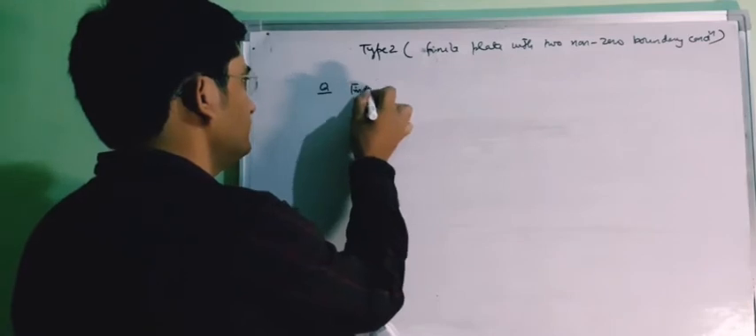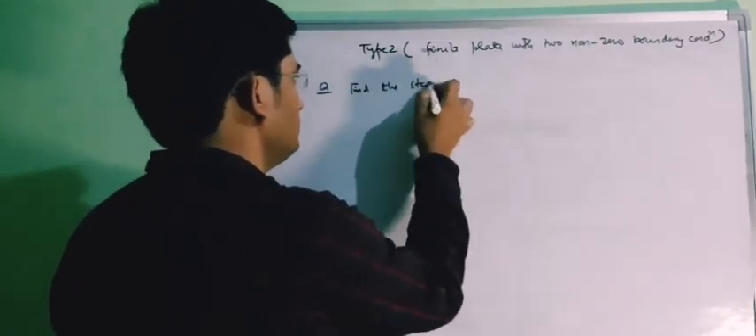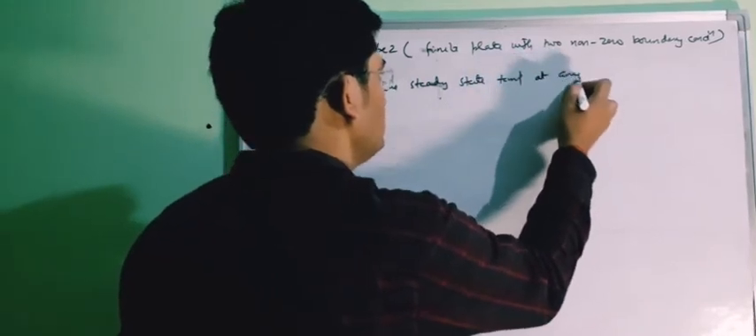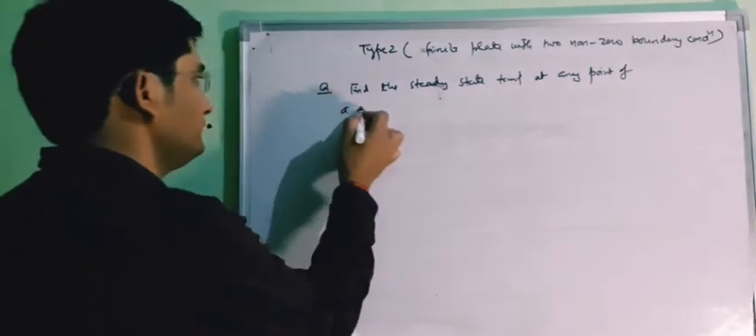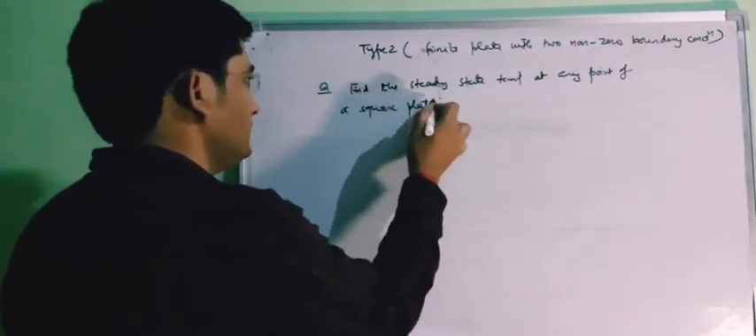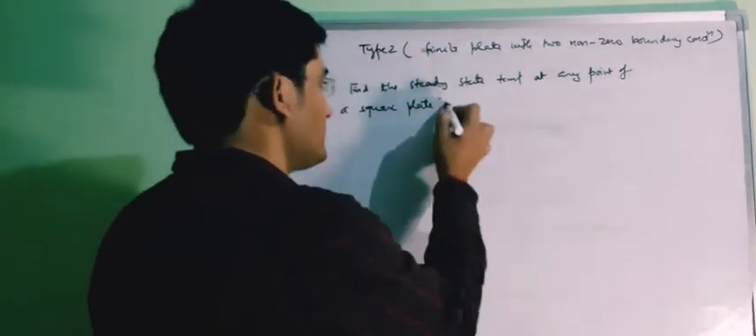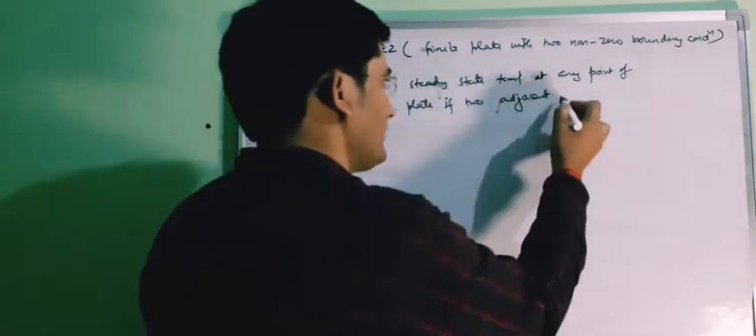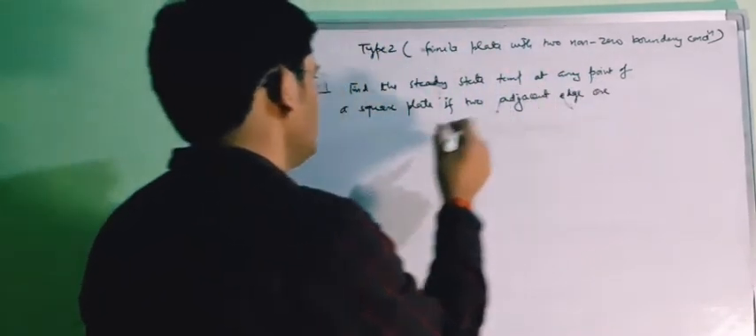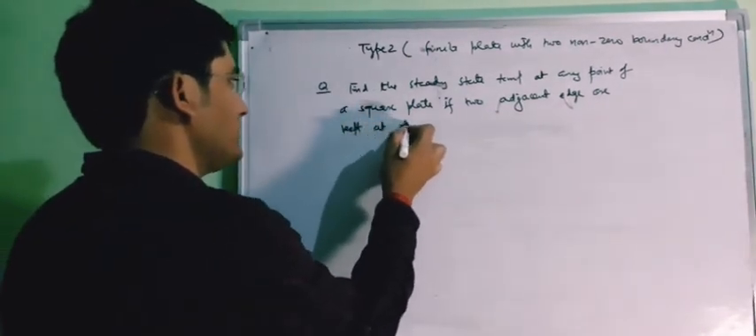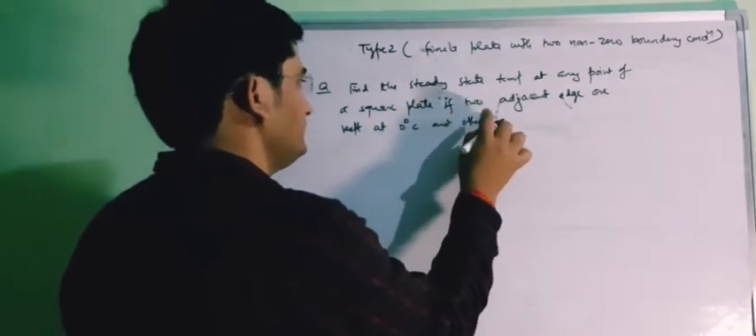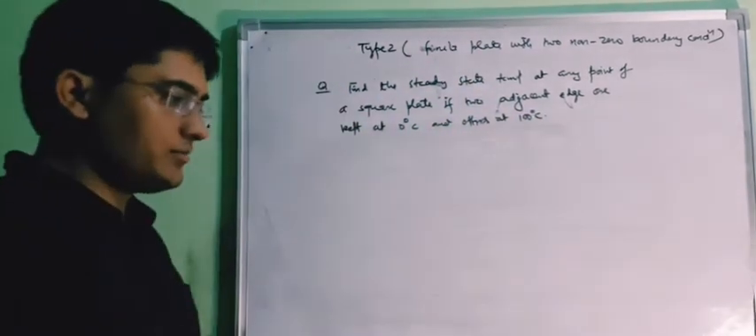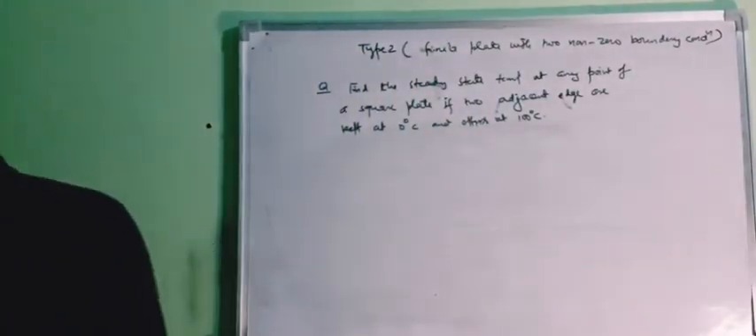Find the steady state temperature at any point of a square plate, and the square plate is finite, if two adjacent edges are kept at 0 degree centigrade and others at 100 degree centigrade. So find the temperature if the two adjacent sides are kept at 0 degree centigrade and others at 100 degree centigrade.